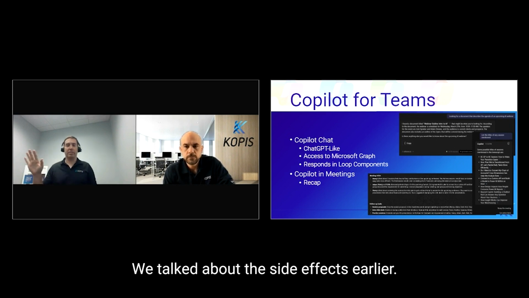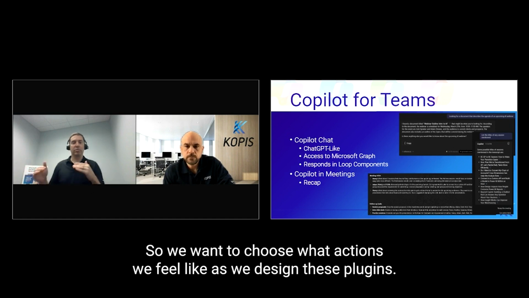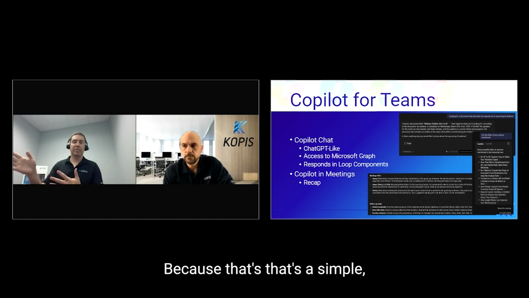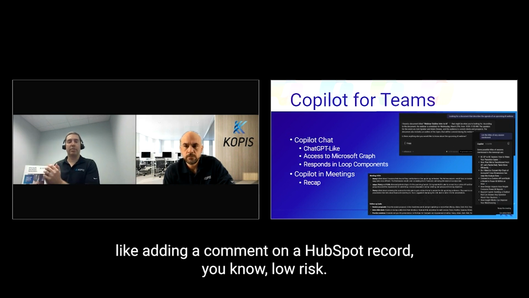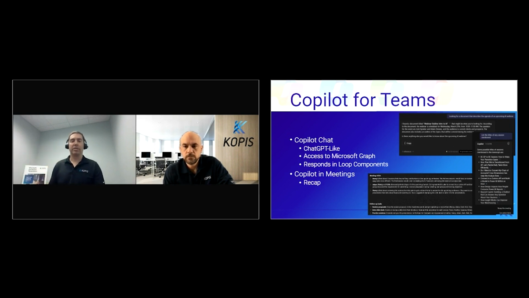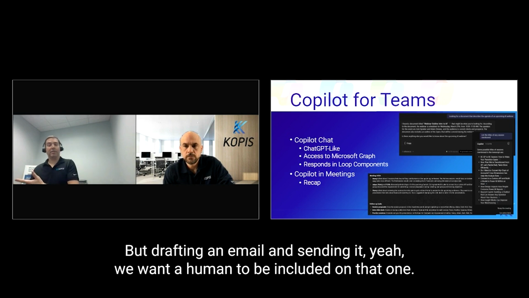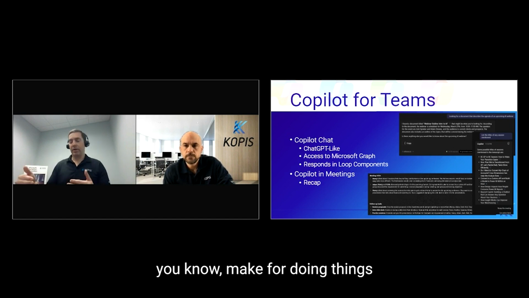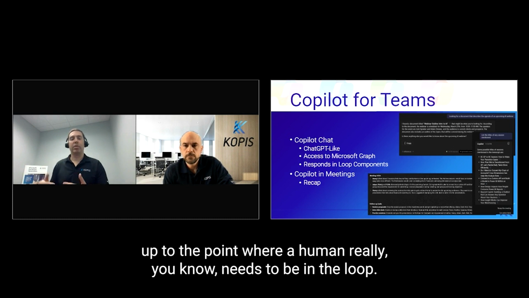We talked about the side effects earlier. So we want to choose what actions we allow as we design these plugins. Maybe updating HubSpot, not a big deal, right? Because that's simple, like adding a comment on a HubSpot record, low risk. But drafting an email and sending it, yeah, we want a human to be in the loop on that one. So it does a really great job at doing things up to the point where a human really needs to be in the loop.